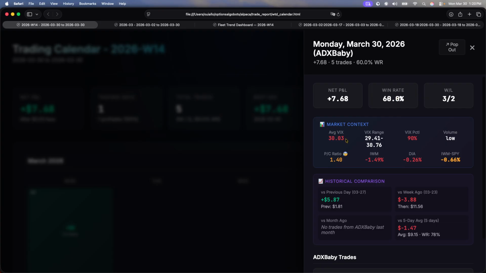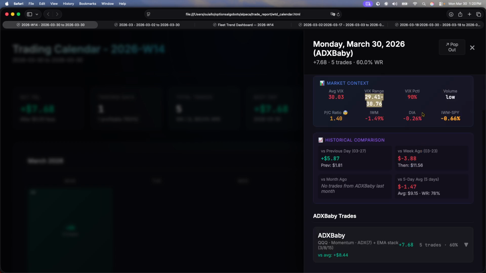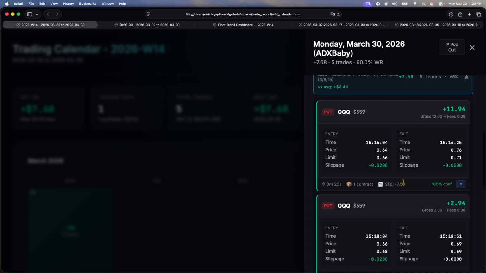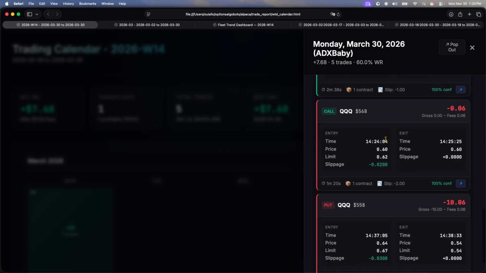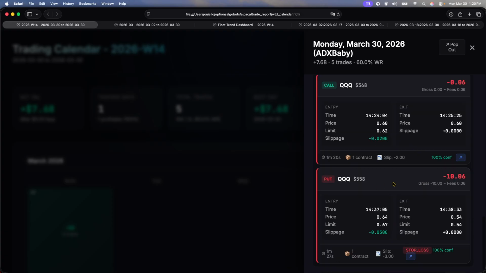We're looking at VIX, and today is March 30th, 2026, whenever you're watching this. VIX was extremely high today, right? The range was anywhere between 29 and 30, and the percentile was the 90th percentile. The bot still was able to make 5 trades, and out of those 5 trades, we had 2 that didn't work our way. But if the bot would have held this one, I felt like this one was working our way, but we just jumped out too early.